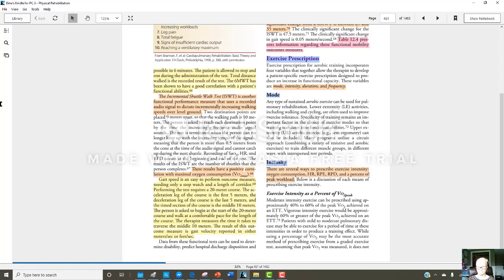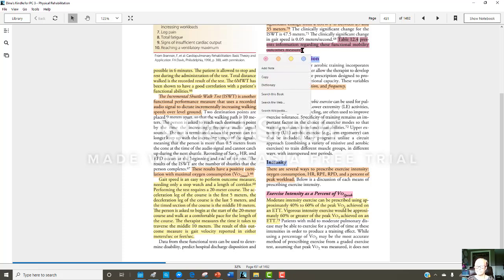Exercise intensity as a percent of VO2 peak. Moderate intensity exercise can be prescribed using approximately 40% to 60% of the peak VO2 achieved on a GXT. Vigorous intensity exercise would be approximately 60% or greater of the peak VO2 achieved on a GXT. 73. Patients with mild to moderate pulmonary disease may be able to exercise for a period of time at these intensities in order to produce a training effect.